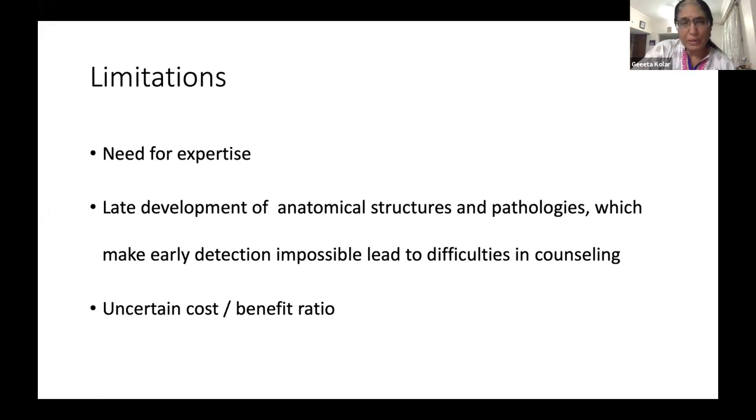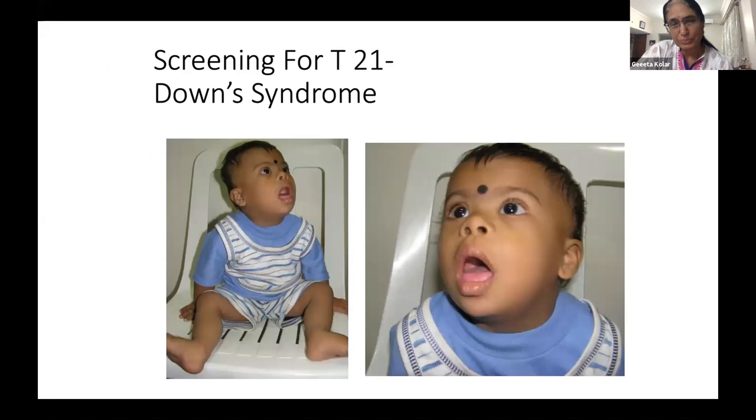But what are the limitations of first trimester abnormality detection? We need expertise. We know some of the abnormalities develop later and it may not be possible to detect them, which we had mentioned. And again, there is an uncertain cost and benefit ratio. Most of these abnormalities may end up in a missed miscarriage and you would have unnecessarily done the scan. So we're really not sure of the cost versus benefit ratio.